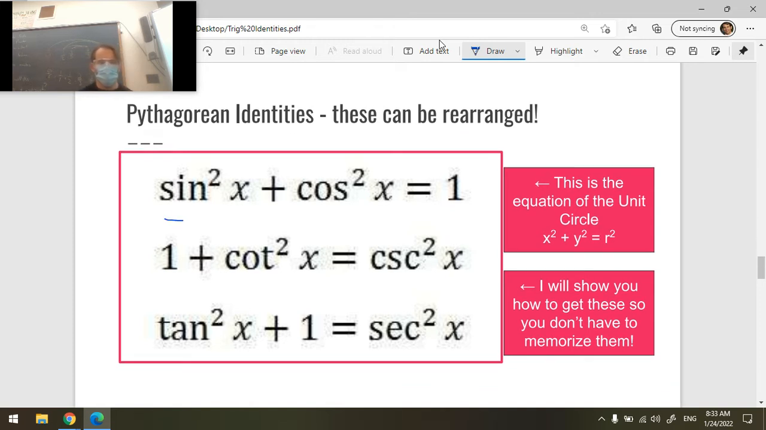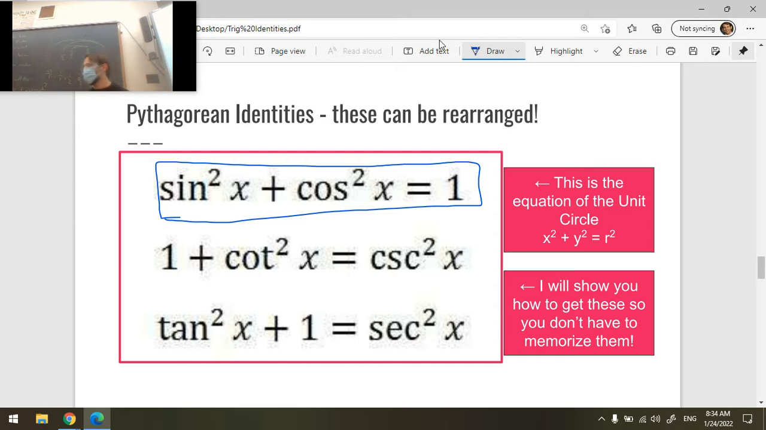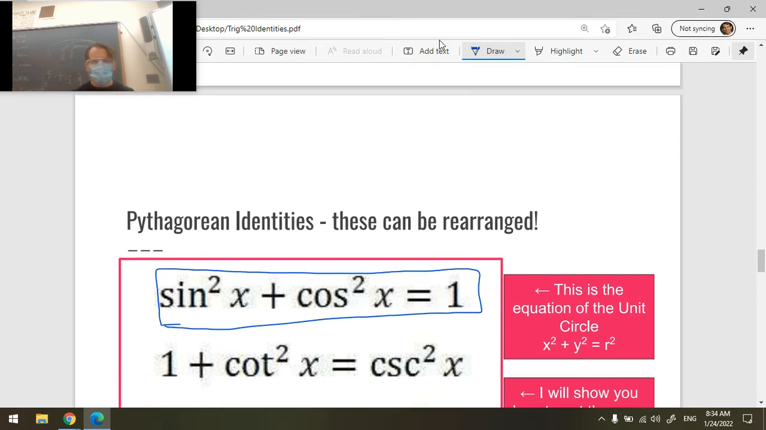This one is the main one. This is the one that you want to remember. That's the equation of the unit circle. x squared plus y squared equals r squared, where x is given by cosine, and y is given by sine. So that's the equation related to the equation of a circle, but it's also related to the Pythagorean theorem if my hypotenuse is 1. So yeah, that should make total sense.